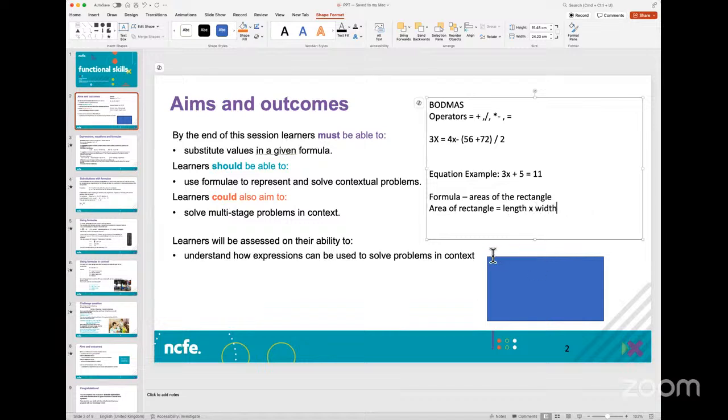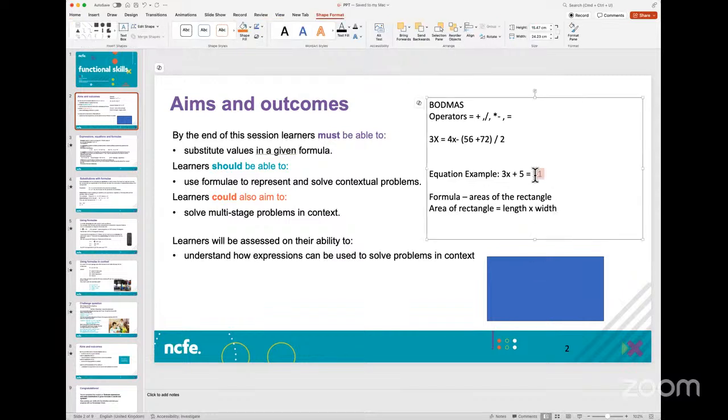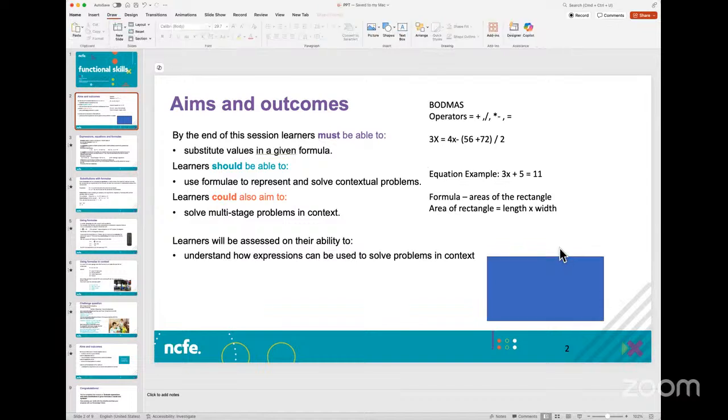So length is this portion, this side, and this is the breadth or the width. If I were to look at finding the area of a rectangle, and if this was the question which came in the exam, it would be given to me as an expression along with an image. It will say you have to find the area of the rectangle. But to find that out, you would need to know the formula.